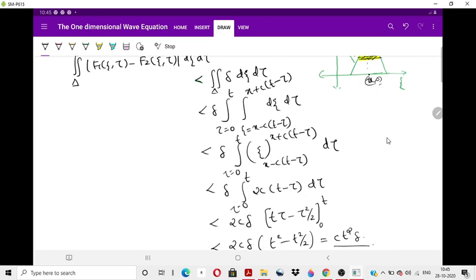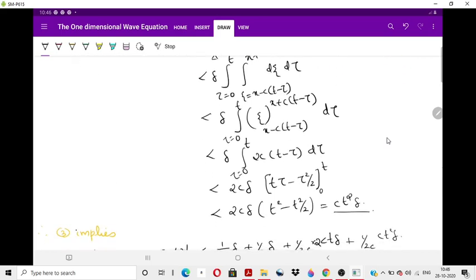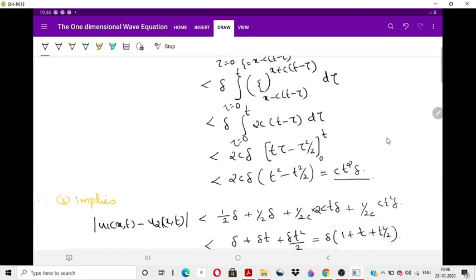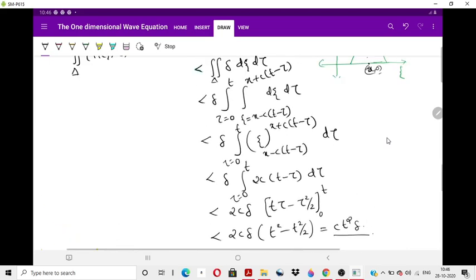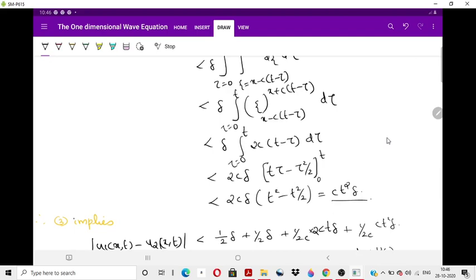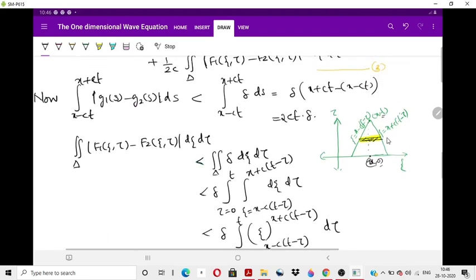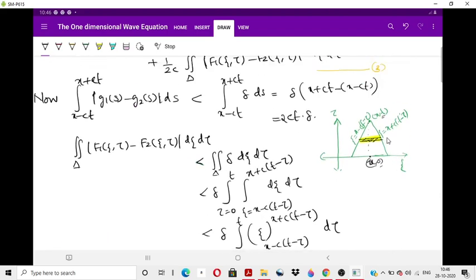Now again integrating with respect to tau, we have 2c delta into t tau minus tau square by 2 within the limits 0 to t. Now applying the limits and simplifying, we will get c t square into delta. So the double integral is less than c t square delta, and the integral of g1 minus g2 in modulus is less than 2ct into delta.